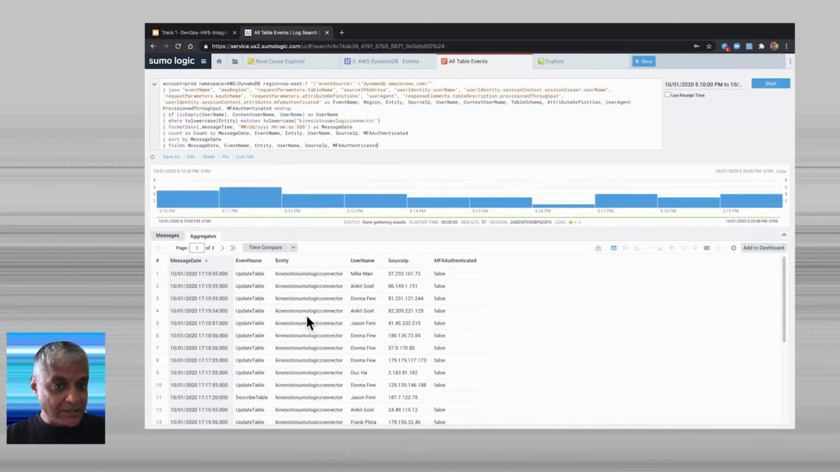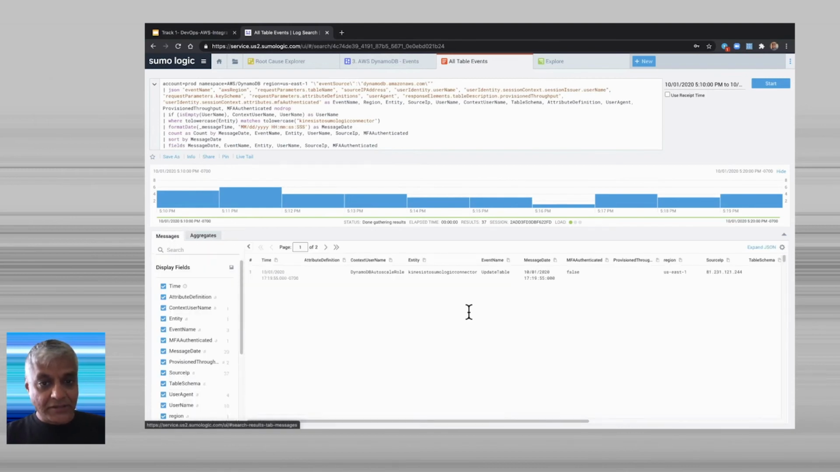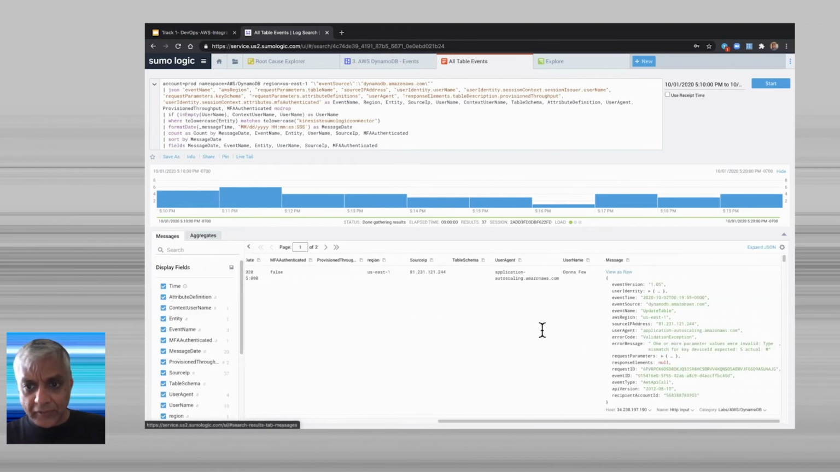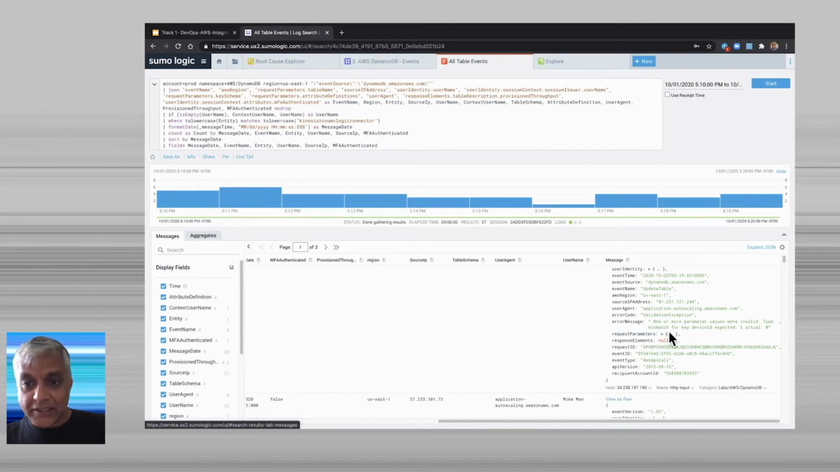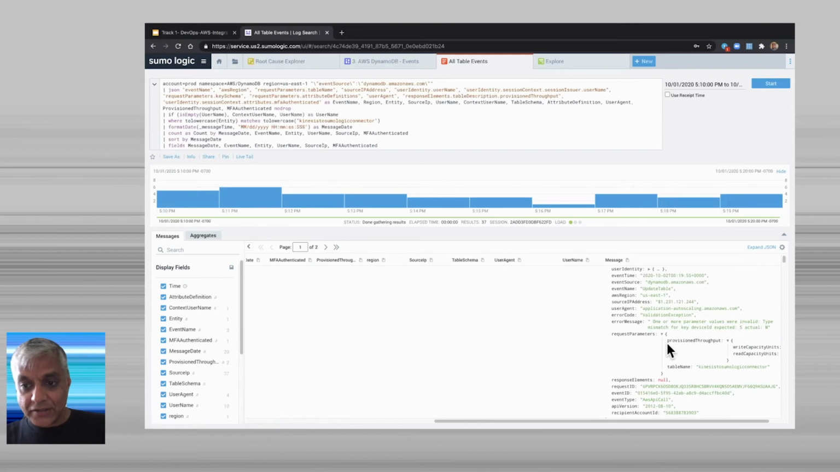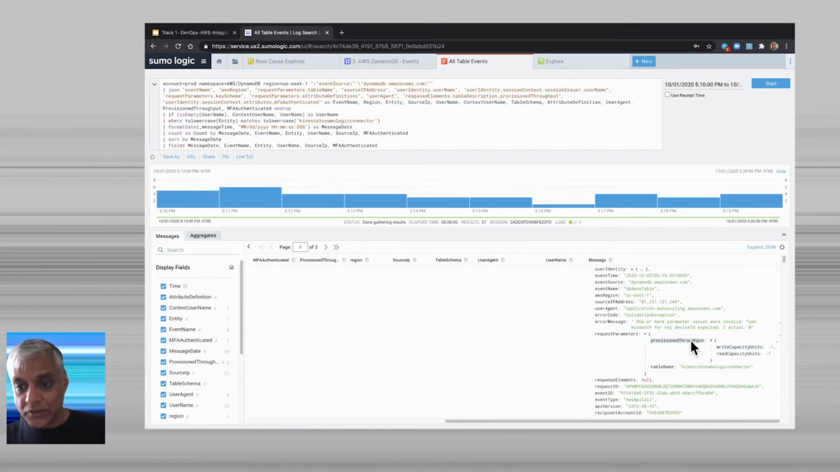Now, what you see here is that lots of update table events were happening around the 5:20 p.m. timeline. And then if I go into the details of these messages, you see that someone was actually trying to change the provisioned capacity, provisioned IOPS for this particular DynamoDB table, but was not successful. So that's what you see here, the provisioned throughput parameters, write capacity and read capacity units, but it's actually ending up in an error state.